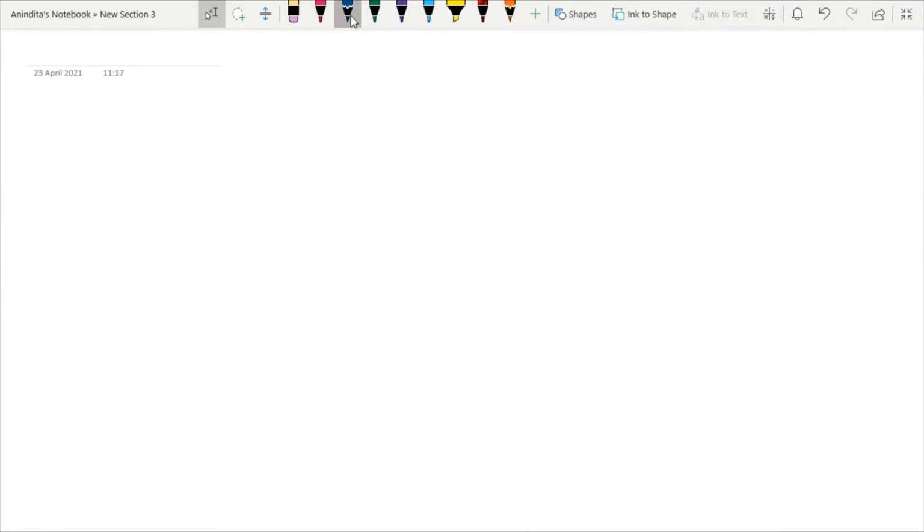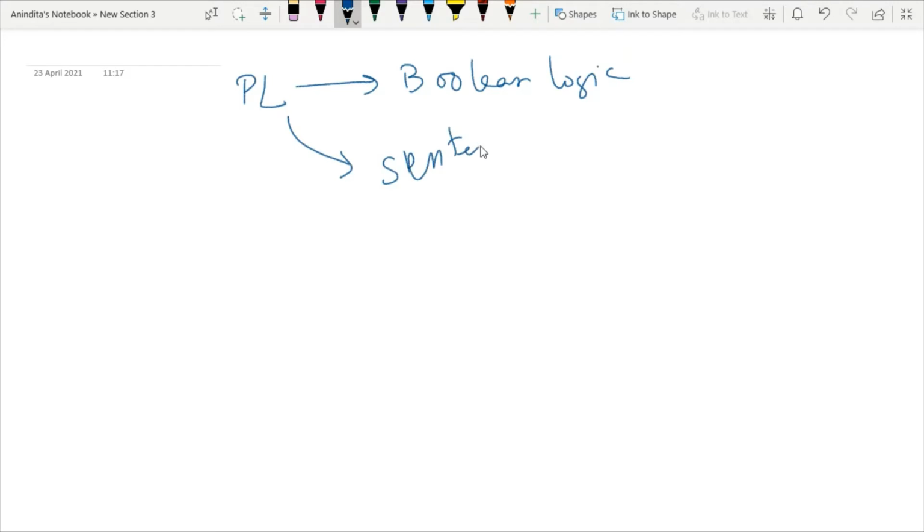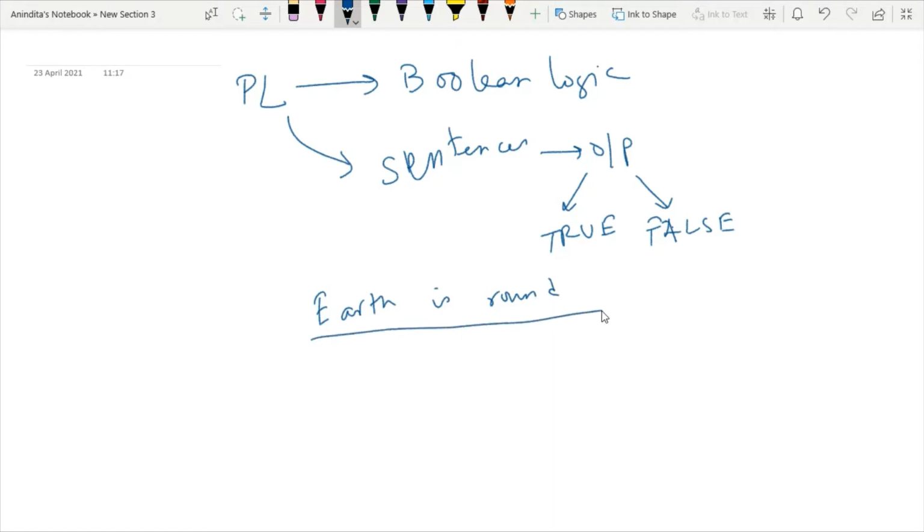As I have explained, propositional logic is derived from Boolean logic. Hence, propositional logic is applied to those sentences where the output can only be either true or false. This point you have to remember. For an example, say I'm just writing earth is round. So the outcome of this sentence is true.